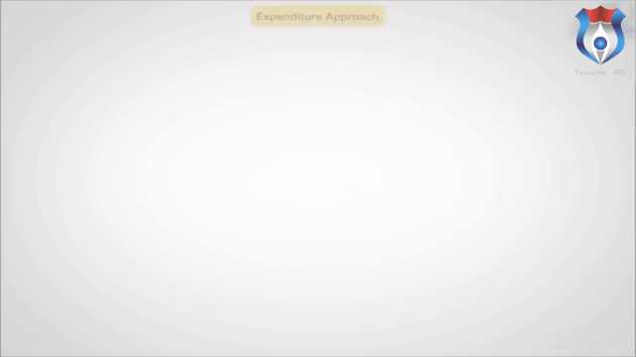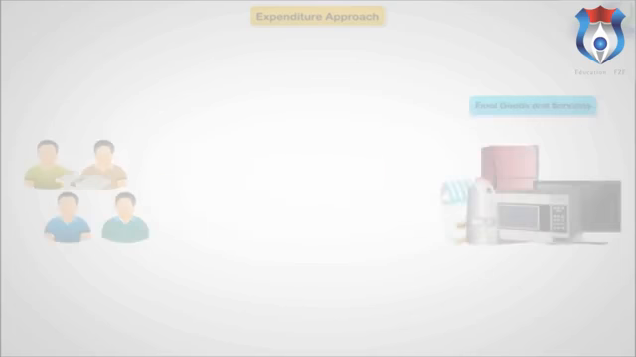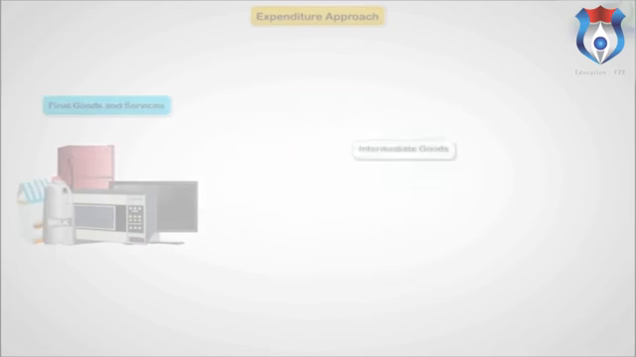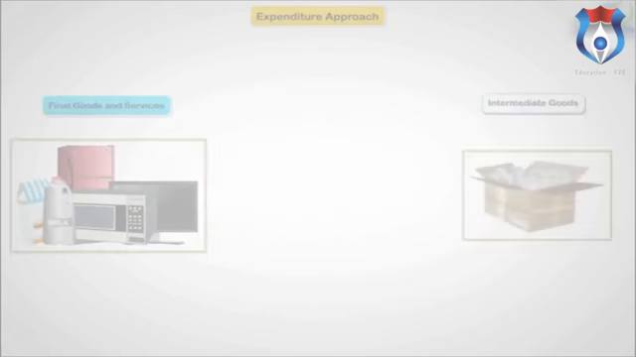To compute GDP using the expenditure approach, we add the amount of money spent by buyers on final goods and services. The words final goods and services are important in computing GDP because not all goods are final goods. Some goods are intermediate goods. Please define clearly both final good and intermediate good.